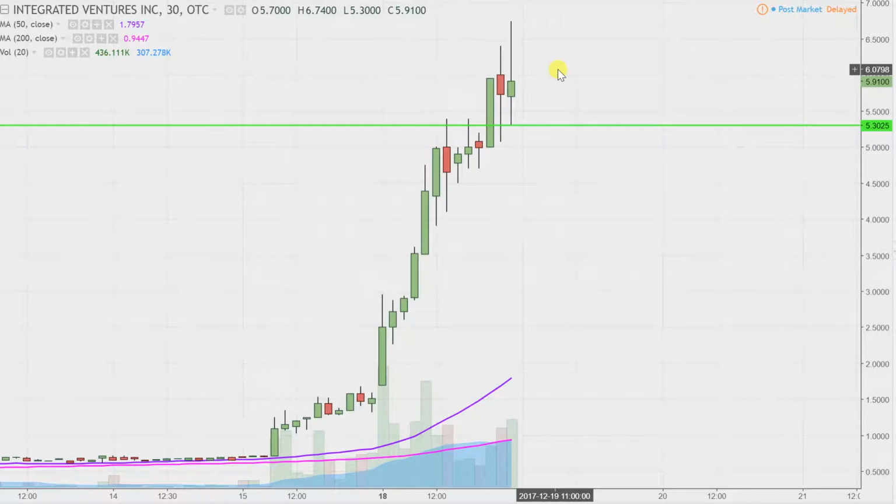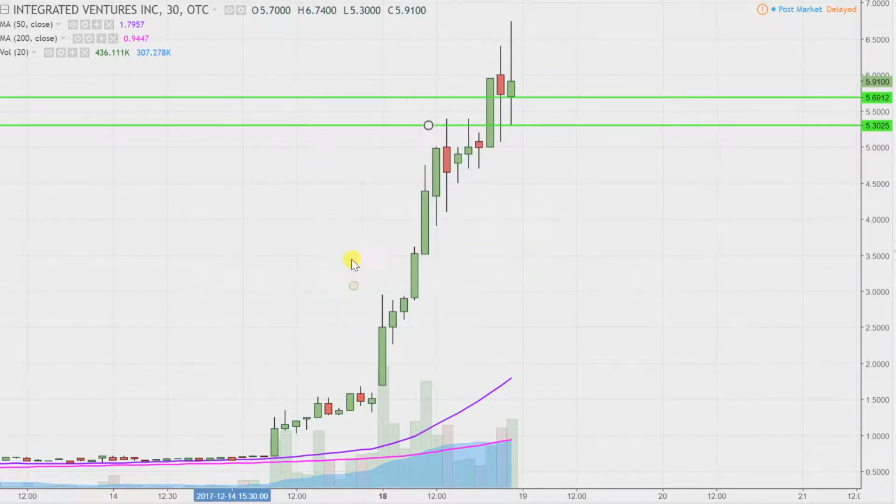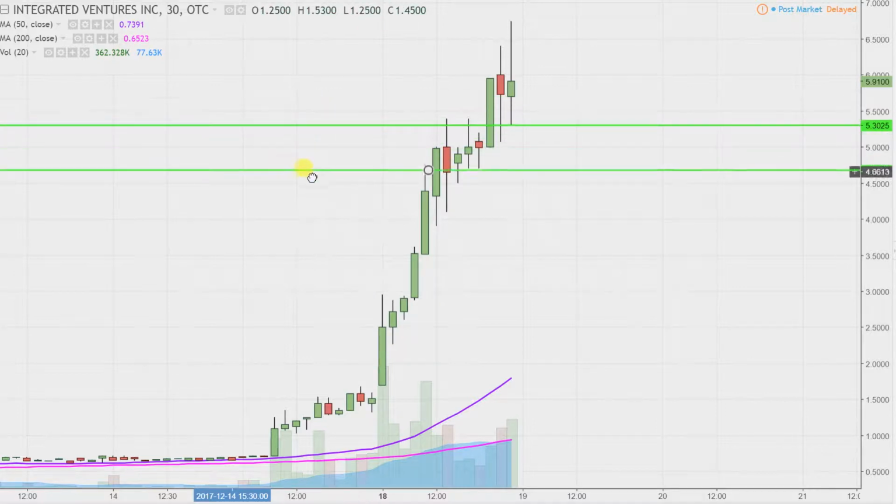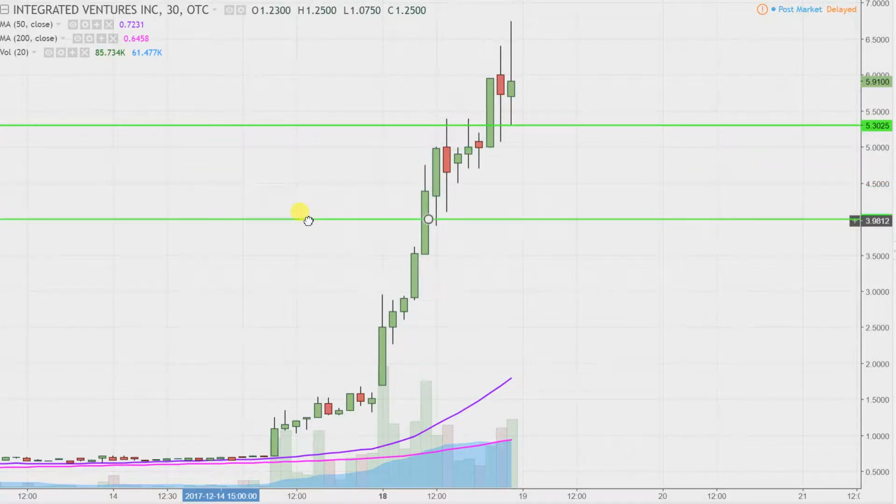Now, don't get me wrong. If the price falls below 525, by no means am I saying the entire chart's ruined. But like I said, if the price can manage to stay above it, that would be a huge sign of power on the bulls' part. Next level of support after that, down here at the $4 mark. So near term, 525, $4.